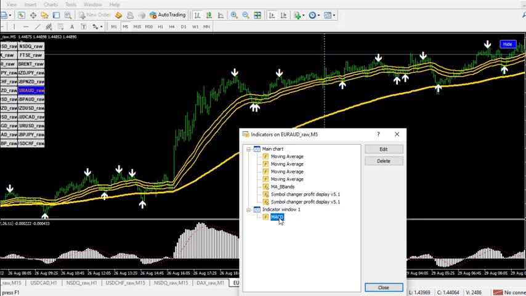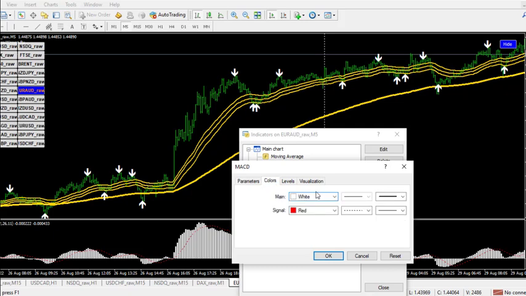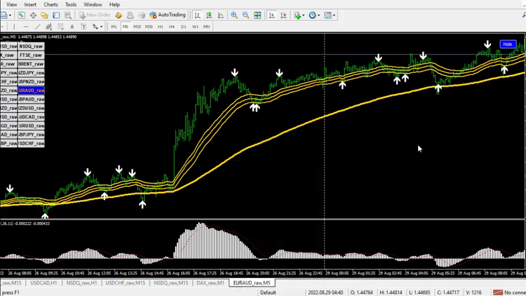And the last indicator I added is MACD. The fast EMA is 12, the slow EMA is 26, then MACD SMA is 11, then apply to close. Then just the color, use white and red. White is thicker than the red. This is the red line. So once you are done, just click OK, and that is all about this strategy.